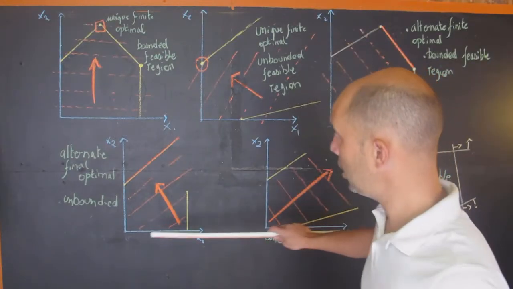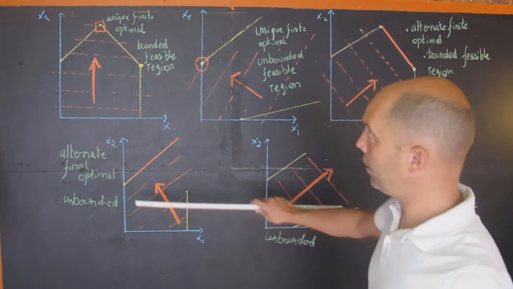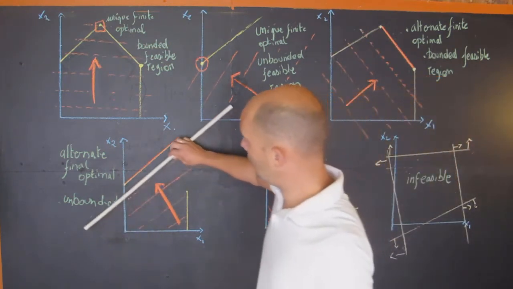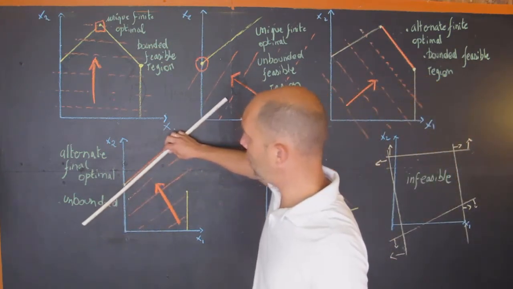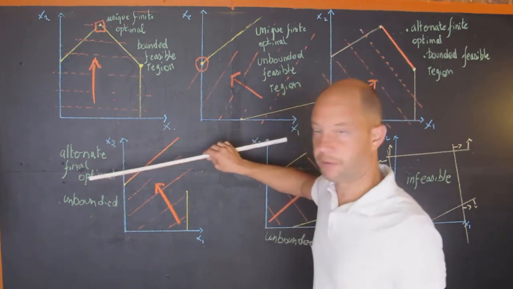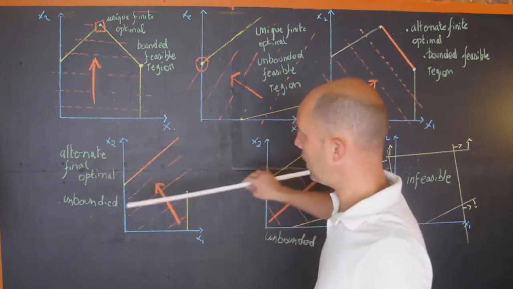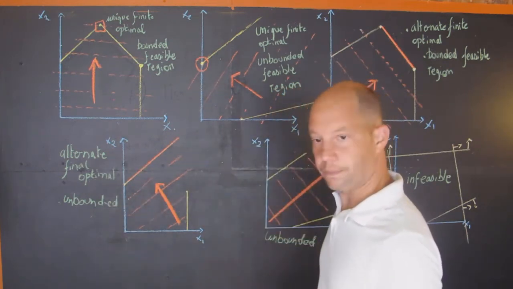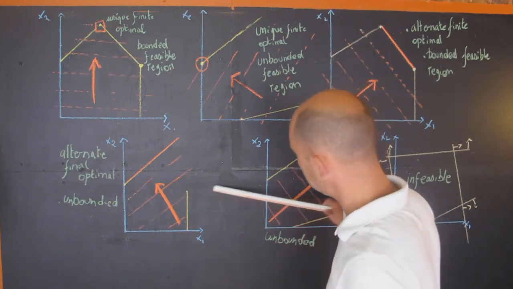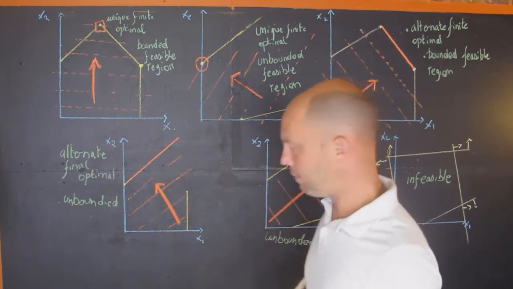Let's look at another problem, where here we have the same problem as before. We have an infinite number of optimal solutions, or a finite number if you have an integer problem, but then the problem is unbounded. So in fact, all of this part is also feasible region.